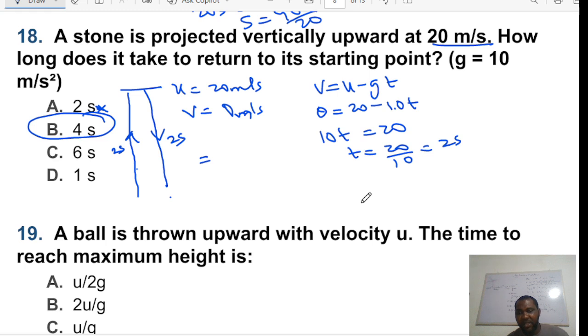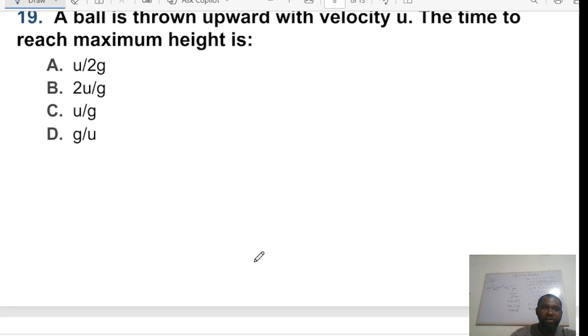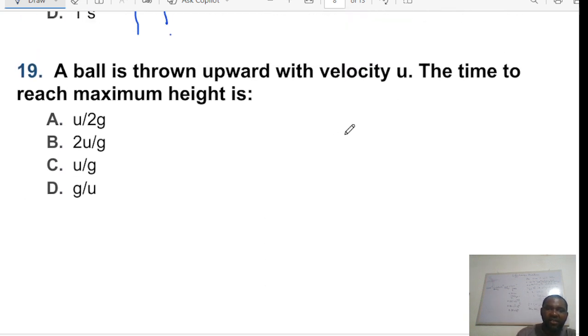So this is very important for us to note. Now the next one says a ball is thrown upward with a velocity of u. The time to reach the maximum height is, now this is quite easy. To find the time, you know that v is equal to u minus gt for an upward motion. This one has both initial velocity, final velocity, and all of that. So the final velocity to reach the maximum height is always 0. I told you that. Is equal to your u minus gt.